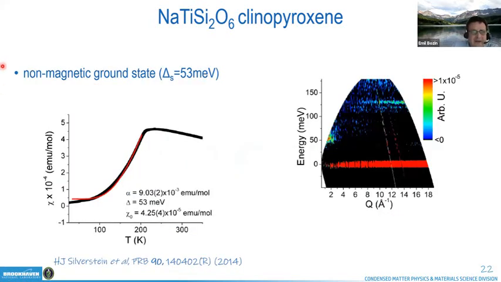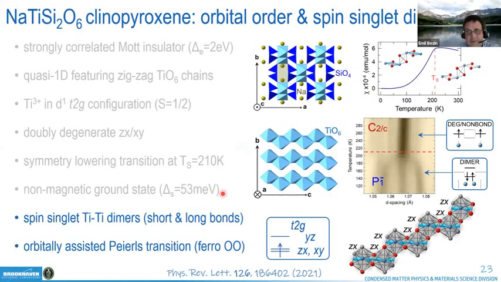On the other hand, the ground state turns out to be non-magnetic with a spin gap of about 50 meV, as evident from neutron inelastic measurements, and this result is consistent with the observed susceptibility. From the structural point of view, what is important is that there is a spin singlet formation of titanium dimers, and that results in a distribution of short dimerized and long non-dimerized titanium contacts down this zigzag chain.